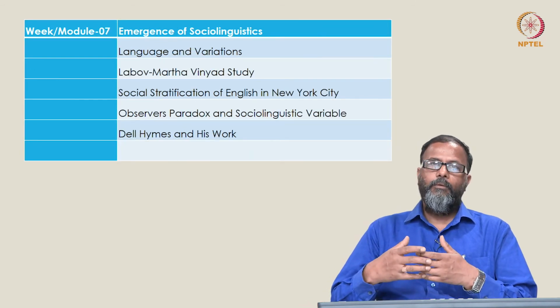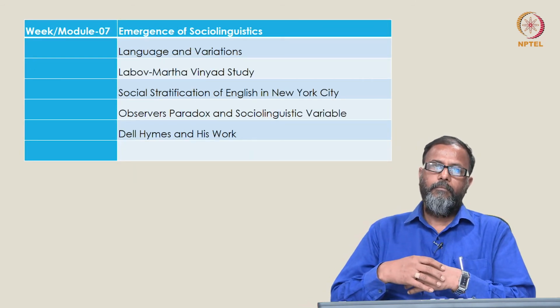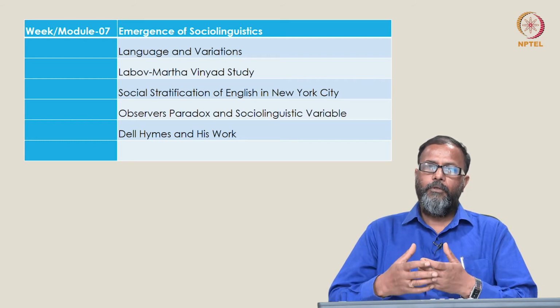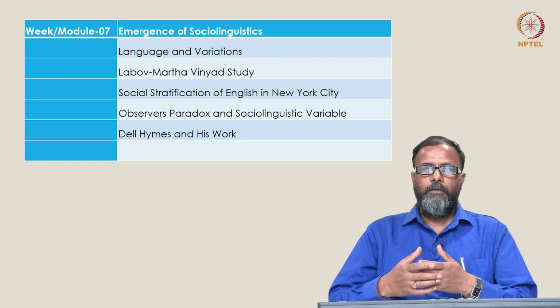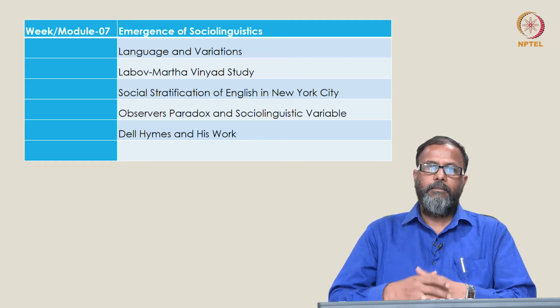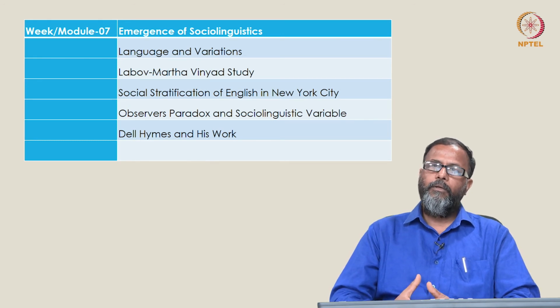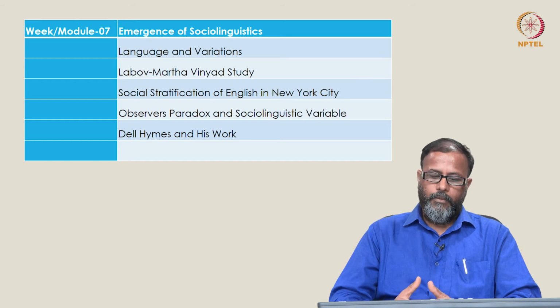In module 7 we talked about the emergence of sociolinguistics, modern sociolinguistics, in the 1960s and the process. We talked about language and variation, and we talked about major works and founding fathers of sociolinguistics, starting with William Labov and his very celebrated Martha's Vineyard Island study.